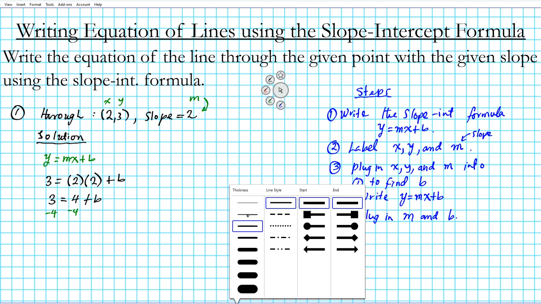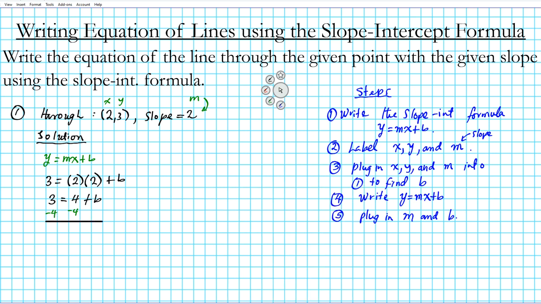When you subtract 4 from both sides of the equation, you get your b value. 3 minus 4 is -1 equals b. This adds up to 0. Okay, so b is -1.